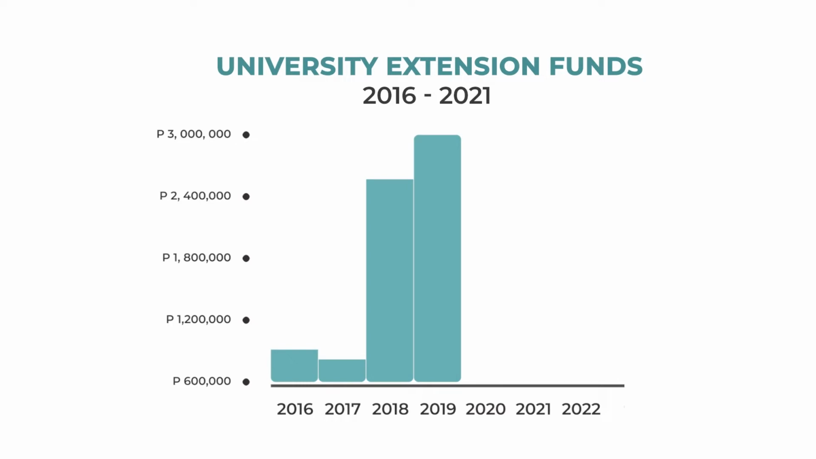As of 2020, the total allocated budget for institutionally funded extension projects amounted to 3 million. For the year 2021, the Extension Management Office was able to secure funds for the different extension projects, which also amounted to almost 3 million.